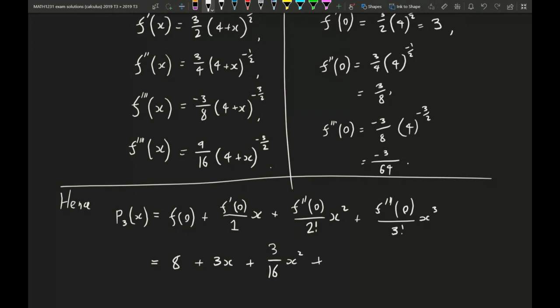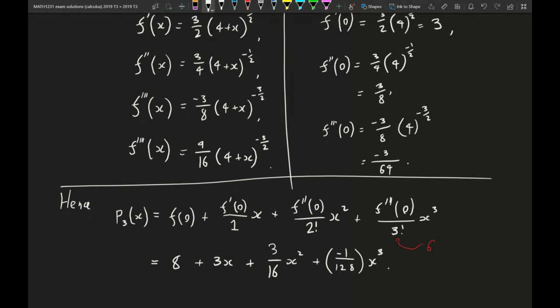And let's see, just a quick mental calculation. 3 factorial is 6. There is a factor of 3 here, so that's really just 2. So I might write it as plus minus 1 over 128x cubed. So that is the Taylor polynomial.